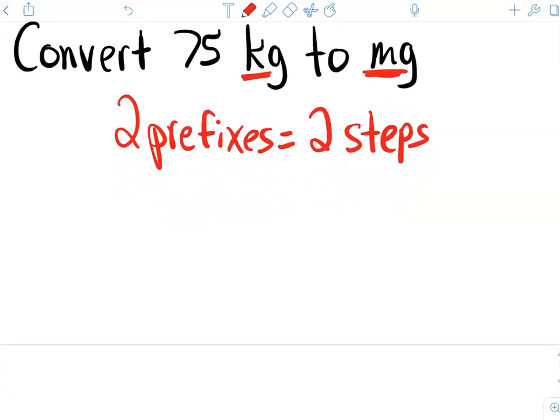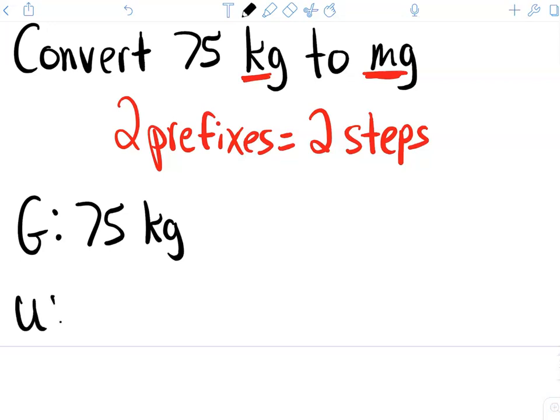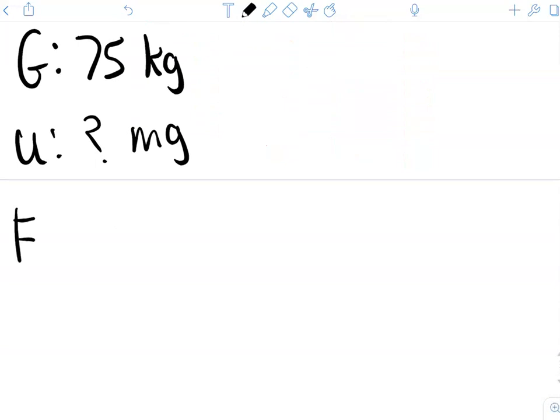Now, we're going to go through and we're going to use our guess method just like we have been. So, we start out and our given is going to be our 75 kilograms. Our unknown, or the thing we're trying to get to, is going to be milligrams. And again, we don't necessarily know how many milligrams. We just know eventually our unit has to be milligram. So, we're going to start with the kilogram for my unit path, because again, I always start with the units that I'm given.